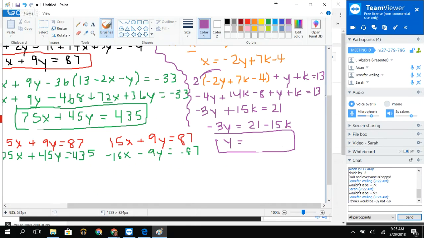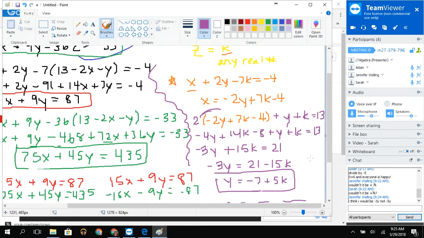All right, that's much better. So we get everything divided by negative 3, so we get negative 7 plus 5k. That's much better. Then to solve for x, you're just going to put that back into this equation up here, this orange equation.